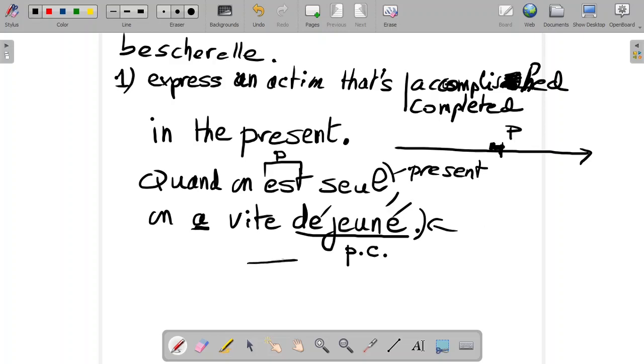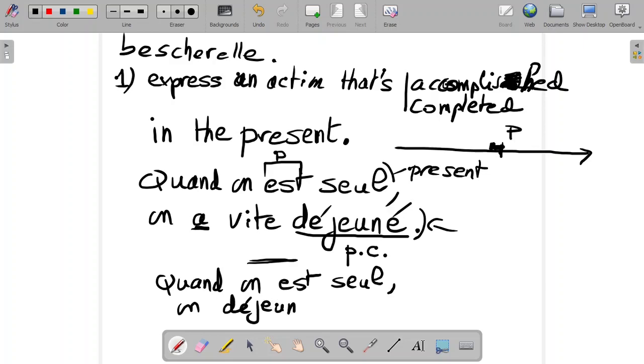Okay, fine. But to be honest, you could also say this, like we do in English. Quand on est seul, on déjeune vite. So that's present, and that's also present. Both are present. When you are alone, you have lunch quickly. It means the same thing. To be perfectly honest, I would not worry about this usage if you're learning French. This is such a technicality.